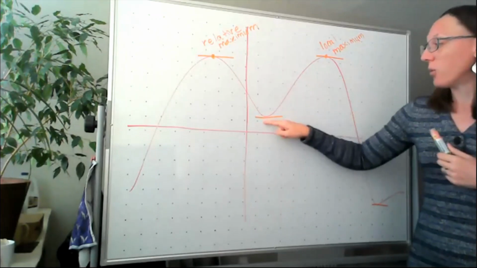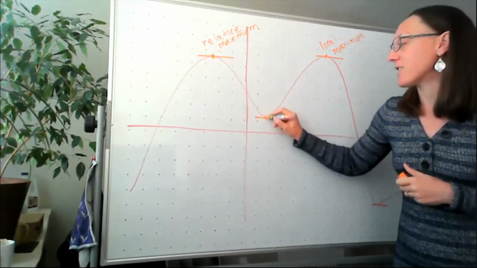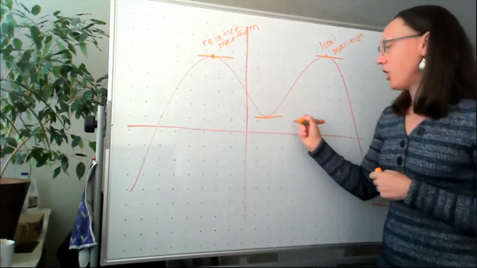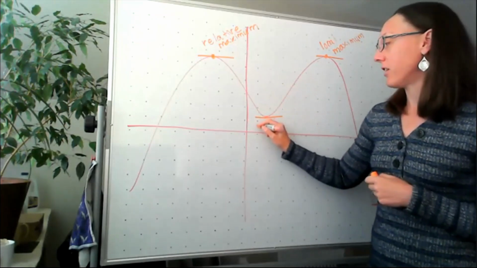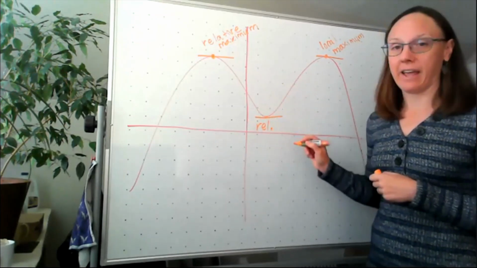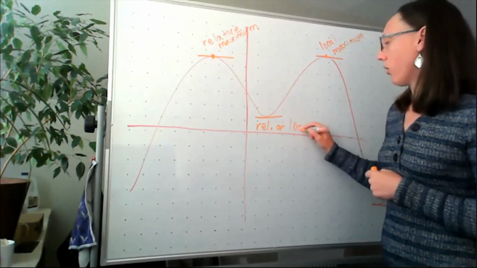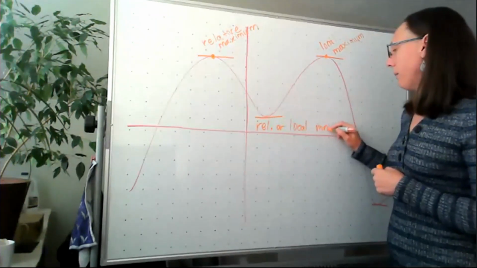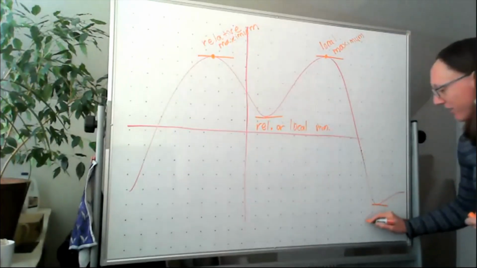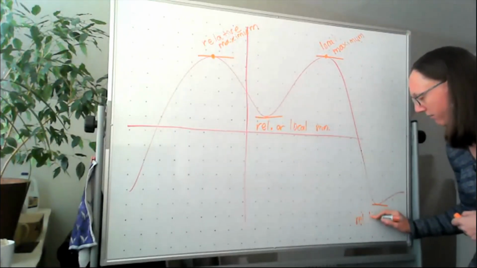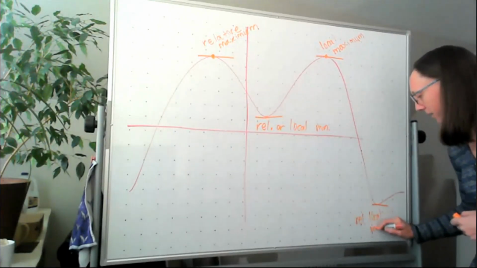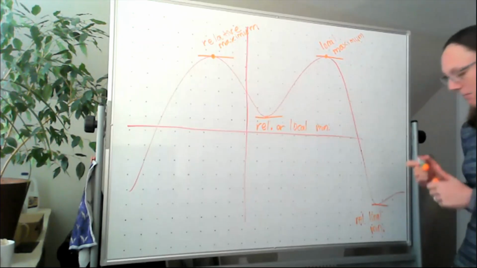These places where my point is the lowest value around it, we're going to call those a relative, or I'm just going to abbreviate that REL for relative or local minimum. Same deal down here. This would be a relative or a local minimum.